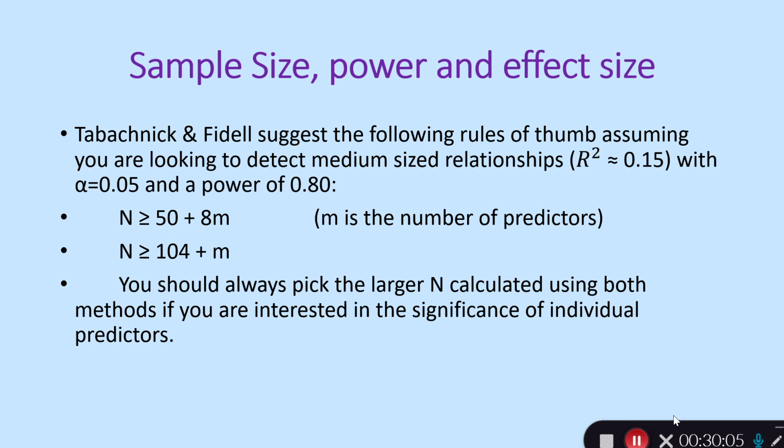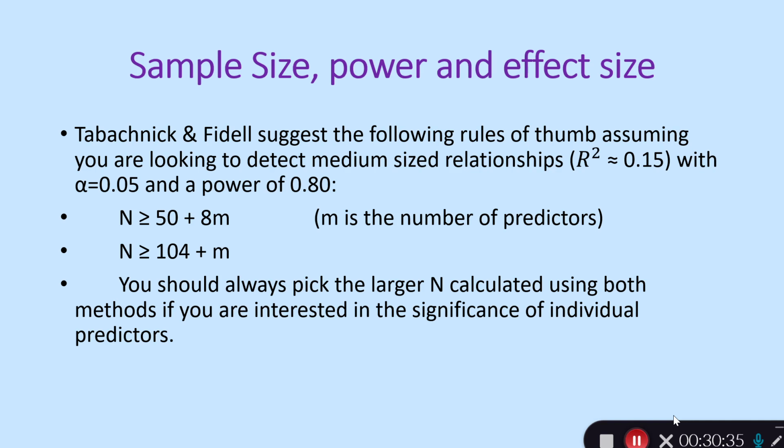So remember, power is like the type 2 error issue. We don't want our study to be underpowered, but we don't want to be rejecting results that could be significant. Okay, so they recommend that your sample size n should be greater than or equal to 50 plus 8 times m, where m is the number of predictors or the number of independent variables.